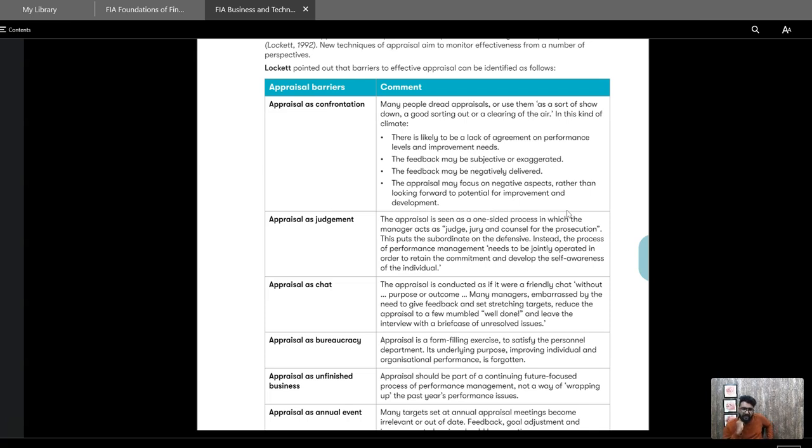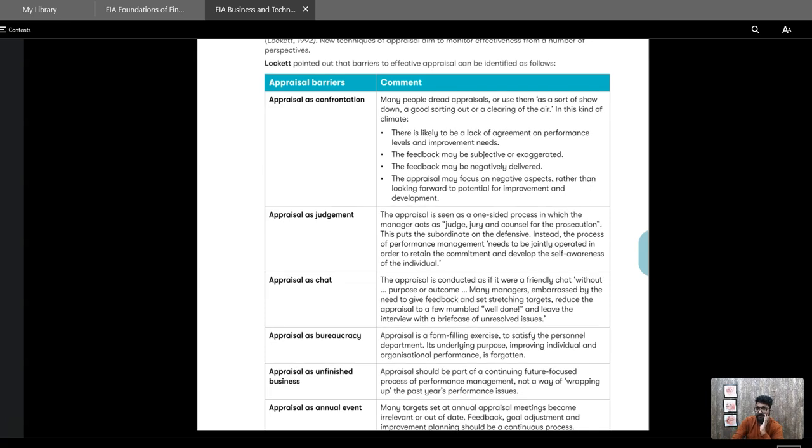Appraisal as chat. The appraisal is conducted as if it were a friendly chat without purpose or outcome. Many managers, embarrassed by the need to give feedback and set stretching targets, reduce appraisal to a few mumbled words. Some managers think appraisal is something I can give according to the chat. I am dealing with different persons, so he will be focusing on a different person. Even if they are not doing any work, he will be giving good marks or good grades or a good performance appraisal. That is also a problem we are facing.